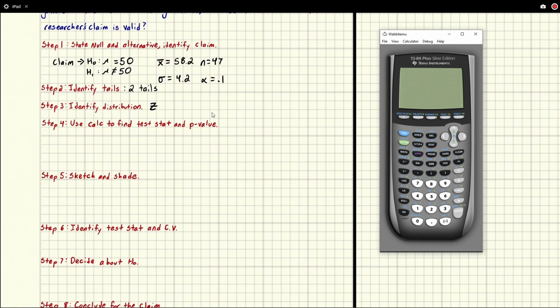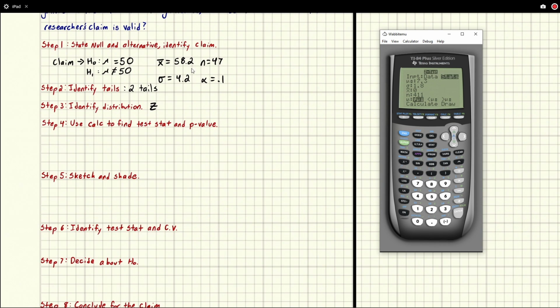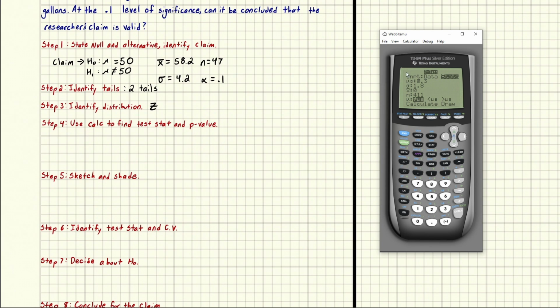Use the calculator to find the test stat and the p-value. All right, well, let's do that. So we know we're using a z-test because we're using a z distribution. So we're going to turn our calculator on. We're going to go to stat, tests, and then the first one, z-test. Easy as that. We are given statistics. These are our statistics right here. We don't have raw data. And for our mu naught, well, we're claiming that it's 50.